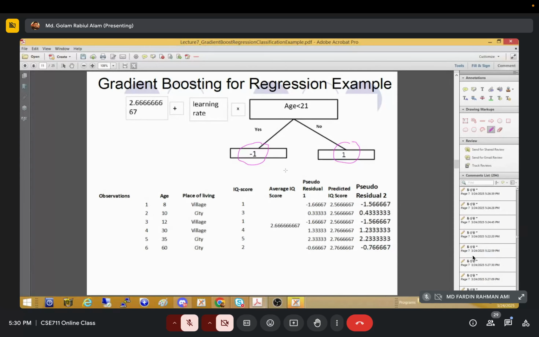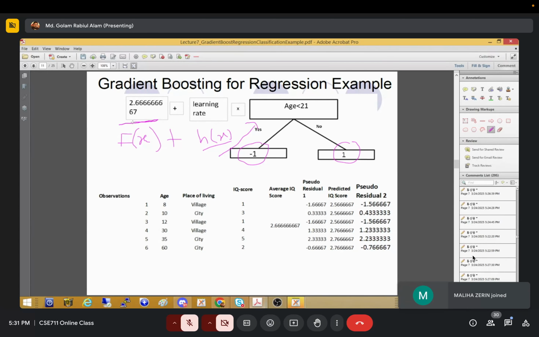Now what we have to do? We have to build the model. Okay, now we have to build the model. And what's the model here? The f of x, that is f of x plus h of x. So this is our h of x, and f of x is our initialization. That is the base.